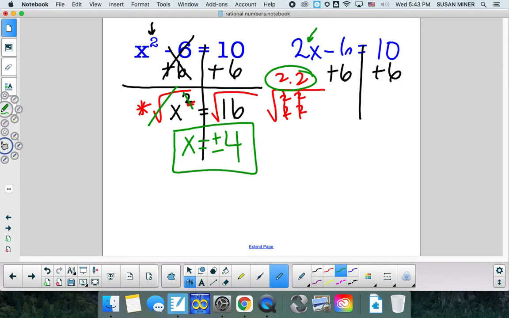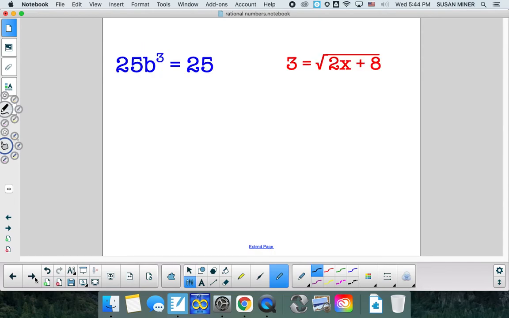Now, if I had some context to this, if I knew I was talking about the length of a square or something like that, if I knew what I was talking about and I had some context to it, then I could probably decide if it was going to be negative or positive, right? But because we don't have a context to this, we don't know. And so we say that it could be both. Could be a -4 or it could be a +4. Okay, so be thinking about that.